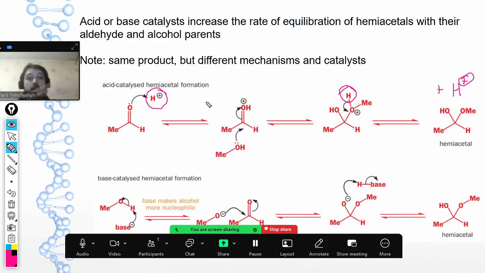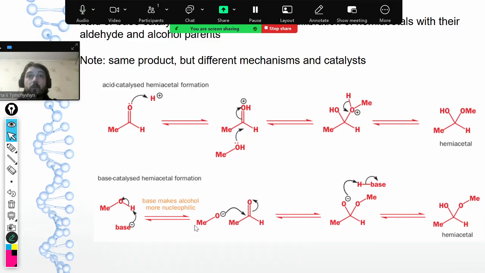So that's why it is a catalyst. It is not taking part in the reaction like some sort of reactant, but it is just some sort of catalyst. It helps the reaction to proceed and to equilibrate these two chemicals. Another example is base catalyzed hemiacetal formation.